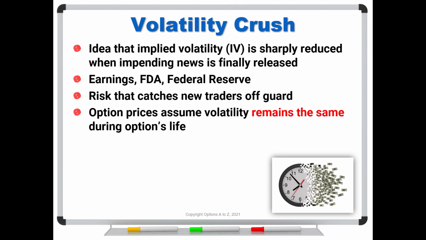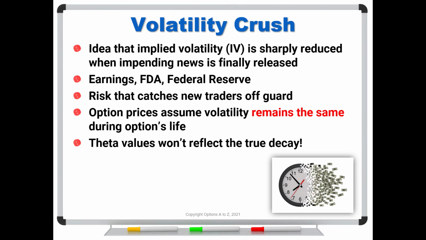And so if you are looking at your broker's platform and saying, I'm only going to lose 10 cents between today and tomorrow from time decay, but there's a volatility crush coming, those theta values won't reflect the true decay. Why? Because the volatility changed. And you're making this assumption that volatility is going to stay the same. So let's take a look at an example of how this happens.